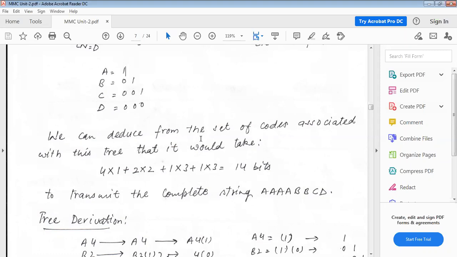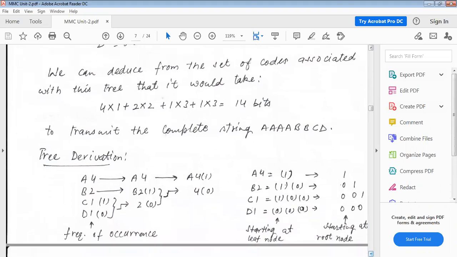So this is the set of codes associated with the tree. To transmit the complete string A, B, B, C, D, we require 14 bits. Next, tree derivation: how we can derive the tree. This is one example of how we can derive the same code words using tree derivation. For that, I will consider A, B, C, D.